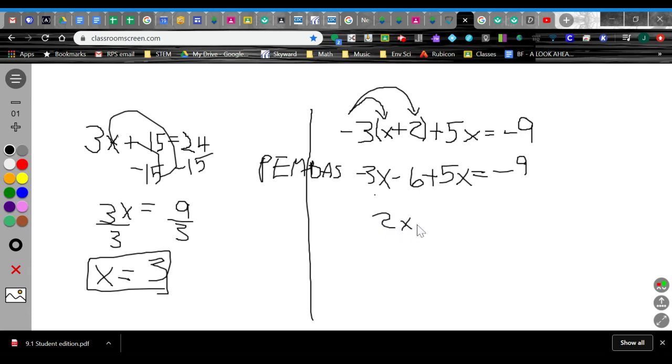Sorry, I'm going a little quick because I'm running out of time. Minus 6 equals negative 9. Well, this looks very similar to the one over there. I have 2x minus 6 equals negative 9, so what I have to do is take things apart. If I'm adding or subtracting to a variable, I need to get rid of that.